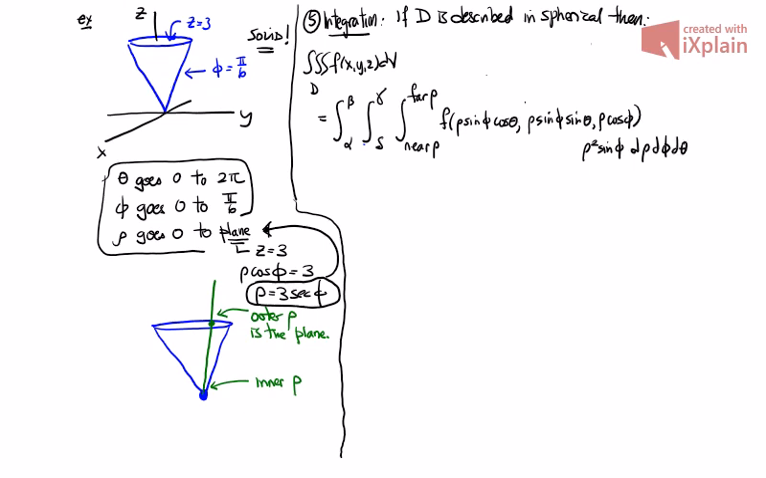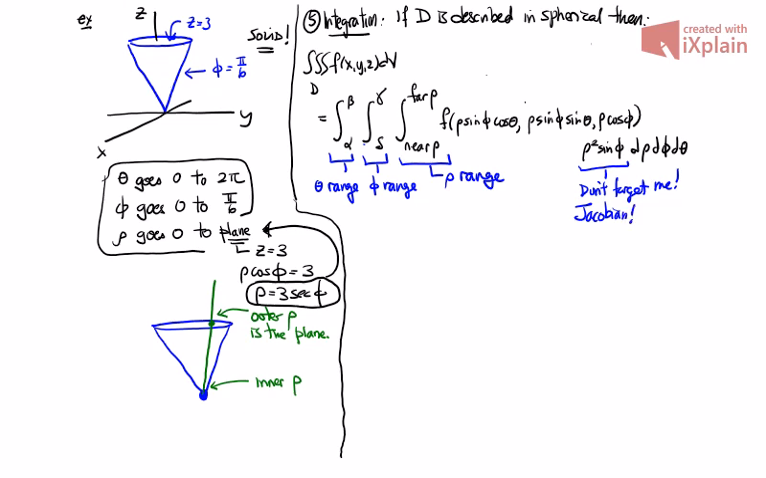Let me just clarify a few things here. This first one is the theta range. Second one is the phi range. Third one is the rho range. This thing over here is the Jacobian. This is the don't-forget-me. In 14.8, we'll understand exactly why this is happening. And all this stuff in here is just saying replace x, y, z by spherical.